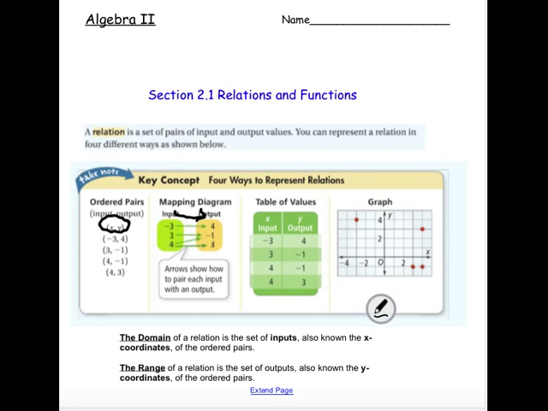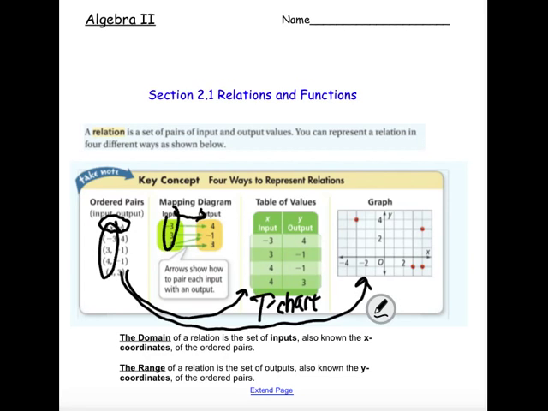Your table of values, also known as a t-chart, kind of breaks down your ordered pairs in a chart form. And then your graph is just the graph of your ordered pairs. So your domain of a relation is a set of inputs, all of these values, and the range of a relation is a set of outputs, these values, also known as the y coordinates of ordered pairs.